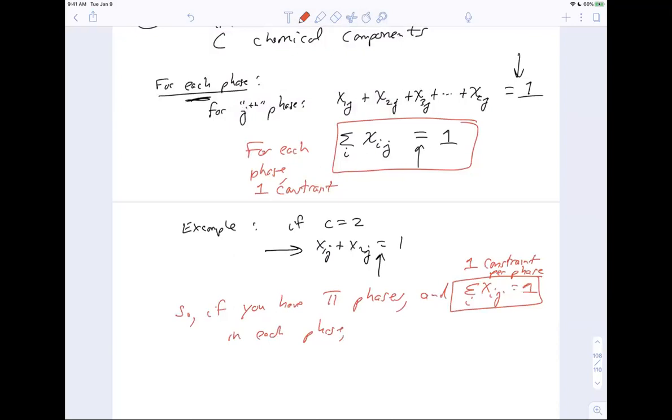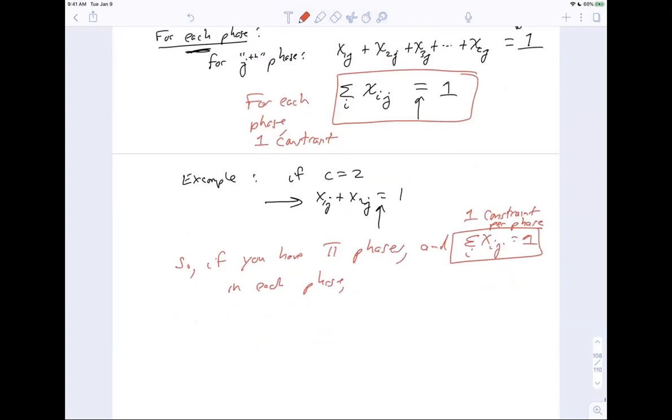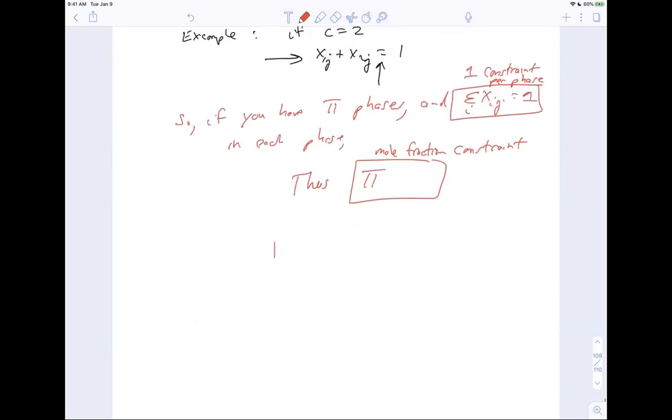Pi constraints. So these are the mole fraction or composition constraints. Now, is that still not clear to you? It's clear now, thank you. If it's not, it's okay, I'm just asking.